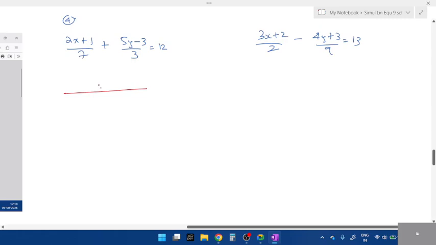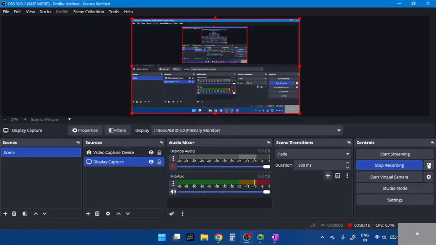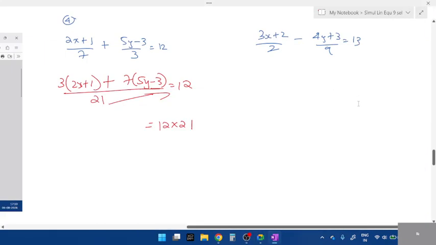What's the LCM? 7 threes are, first multiply. 7 threes are 21. Then multiply 3 to the other side, 3 into the right hand bracket, 2x plus 1, and here plus 7 into. Is this clear? Then what happens to 21? It goes to the other side. Open the bracket. Do the same for this one. I'll give you 5 minutes. Do the same. Outcome 6.6. What about others, done?